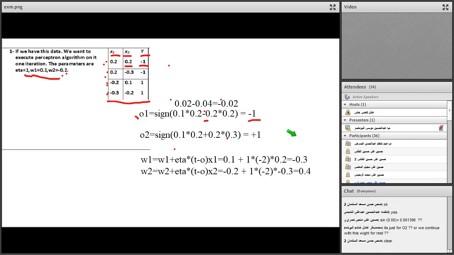Yes, if we continue with this weight for the next data. The next data is the third data, and we will continue with this weight with the next data.